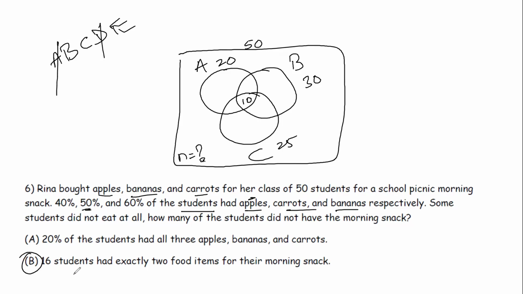Looking at B now, 16 students had exactly 2 food items for their morning snack. So we know that if we consider this to be X, Y, and P, then X plus Y plus P is equal to 16. Why? Because X, Y, and P are the regions which are exactly 2. X is apples and bananas, but not carrots. P is bananas and carrots, but not apples. Y is apples and carrots, but not bananas. So exactly 2 food items for their morning snack.